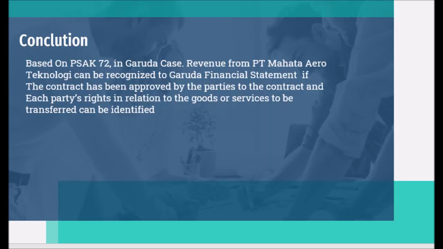So here's the conclusion. Based on PSAK 72 in the Garuda case, revenue from PT Mahata Aerotechnology can be recognized in Garuda's financial statement if the contract has been approved by the parties to the contract and each party's right in relation to the goods or service to be transferred can be identified.